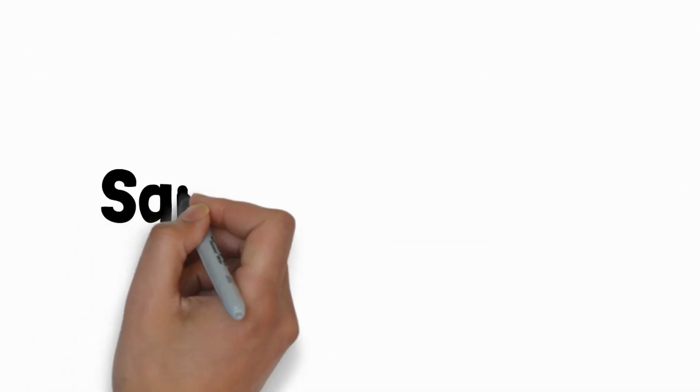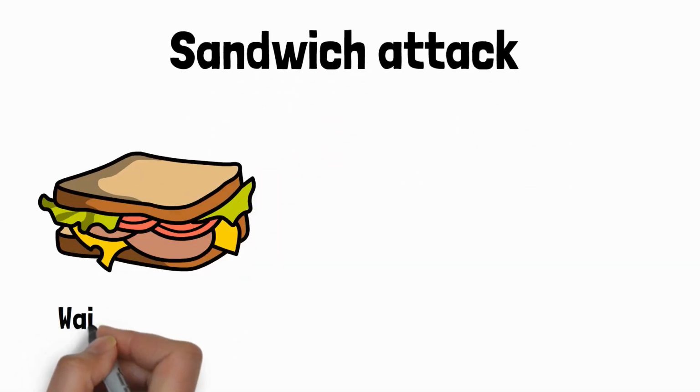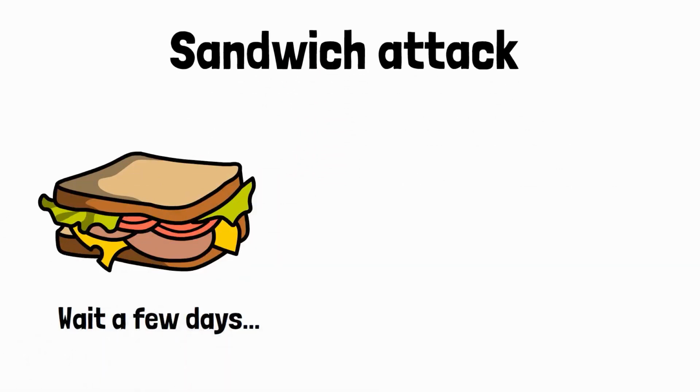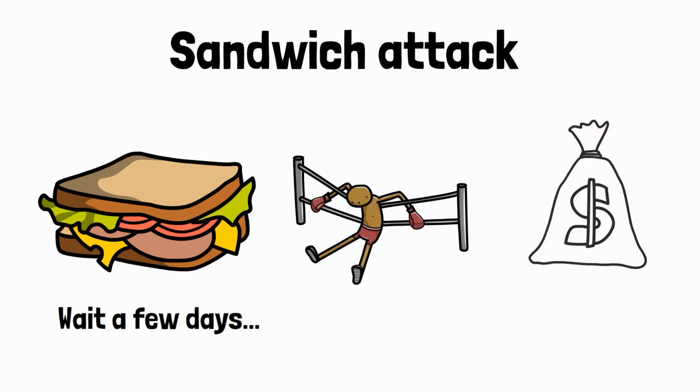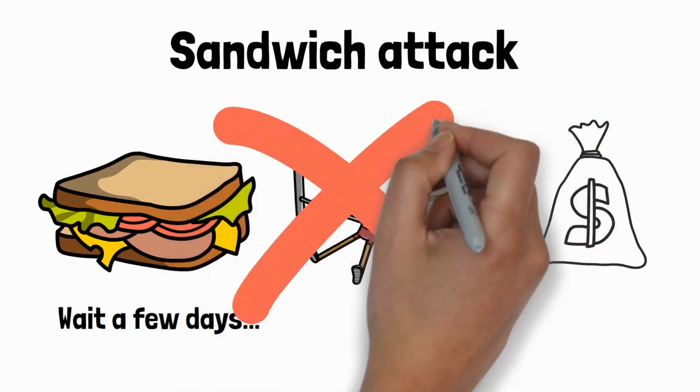Another example of MEV is the sandwich attack. Step 1, buy a sandwich. Step 2, wait a few days until the bread becomes hard. Step 3, knock someone out with your sandwich and take their money. No, I'm kidding, of course. A sandwich attack is non-violent, don't worry. To understand sandwich attacks, we first need to cover slippage.